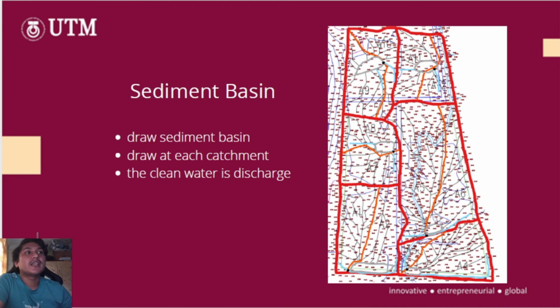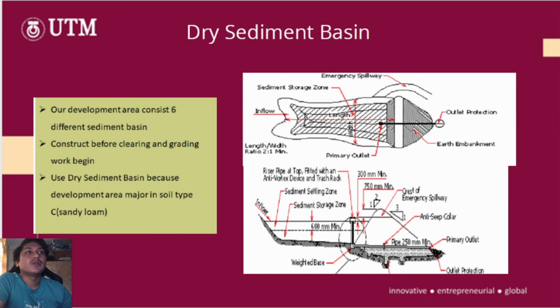So this is our catchment area. There are a total of 6 sediment basins. First, we draw a sediment basin at each catchment, and then the clean water is discharged to the nearest flow. In our design, we use dry sediment basins. Our development area has 6 different sediment basins. They are constructed before clearing and grading works begin.